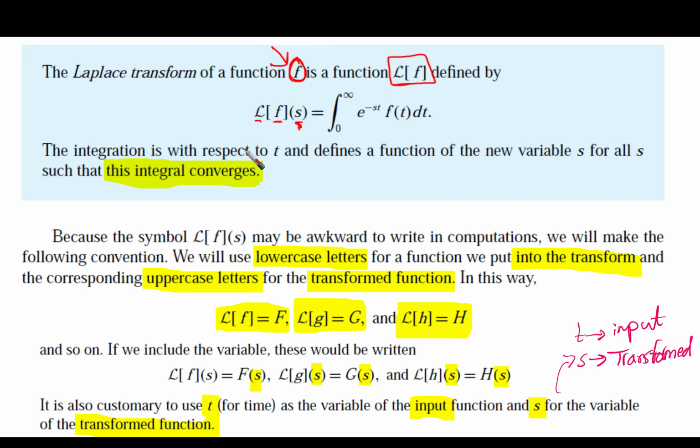We're going to look at this: it is the integration between 0 and infinity of this form, which is e to the minus st. So now it comes s. Why do we put s? Because the definition of the integration of the Laplace transform has this e to the minus st times the function itself.